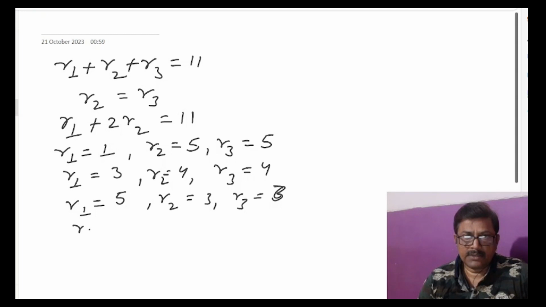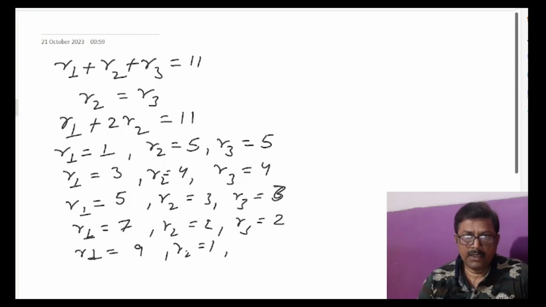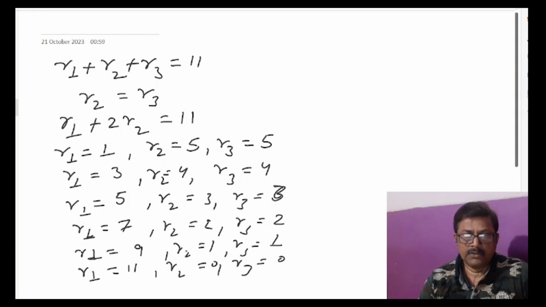Now we cannot take 6. Now I will take 7. So 11 minus 7 is 4, so R2 will be 2 and R3 will also be 2. Correct? Now we cannot take 8. If I take R1 equal to 9, so R2 will be 1, R3 will be 1. Correct? Now if I take R1 equal to 11, so R2 will be 0, R3 will be 0.